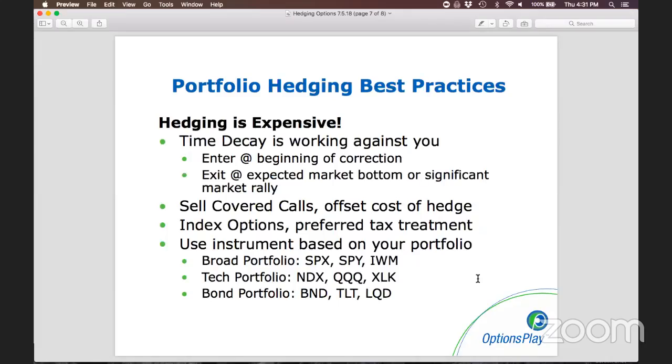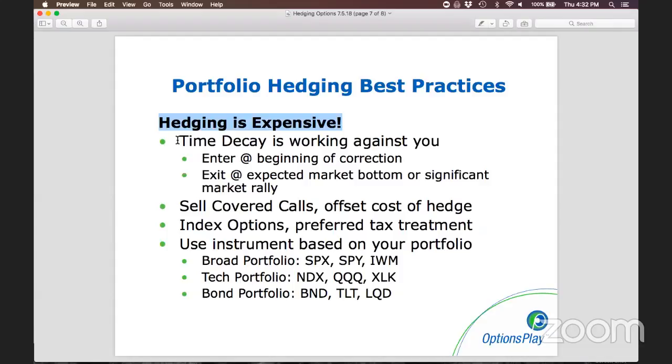So what are some of the best practices? When you think about hedging best practices, it really comes down to minimizing costs. The reason for this is that hedging is expensive. If you're hedging all the time, you're going to underperform your portfolio. So it's really important to understand how you can hedge your portfolio while minimizing that cost.